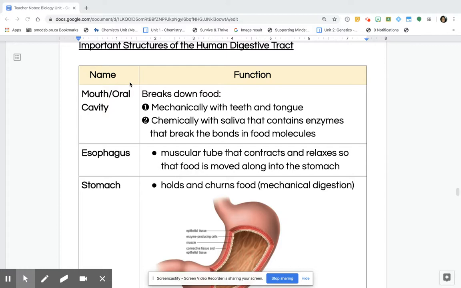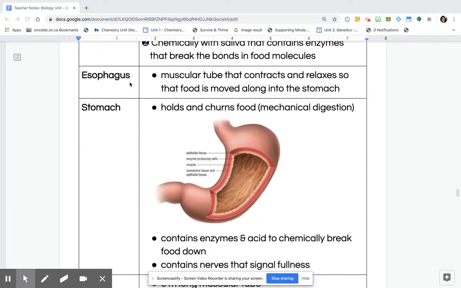Once this is all done, we're going to create a little ball of food that passes through our esophagus. And our esophagus is an extremely muscular tube that contracts and relaxes so that food can move along to the stomach. So we don't actually have any way of passing down our food unless that tube contracts to push our food forward, and relaxes to allow it to pass. Okay. And gravity also plays a key role in this process because gravity is going to naturally pull that food down.